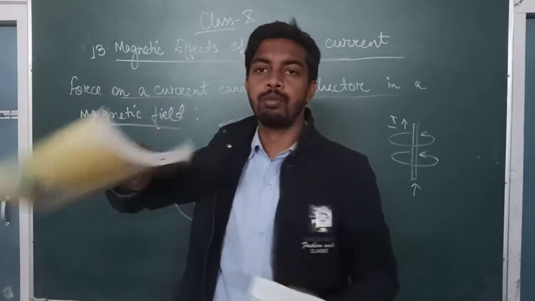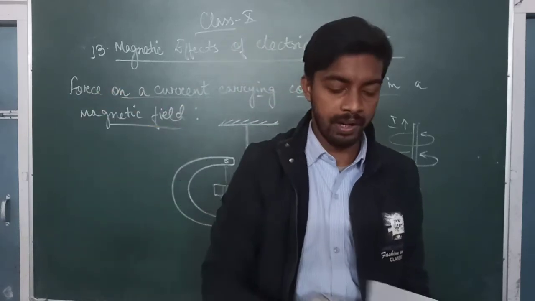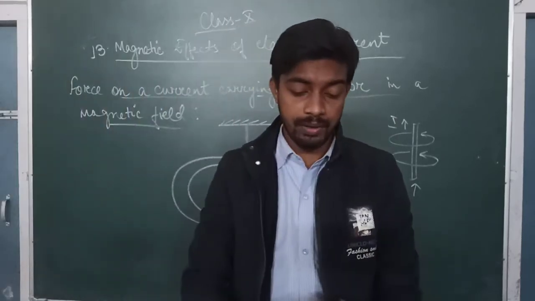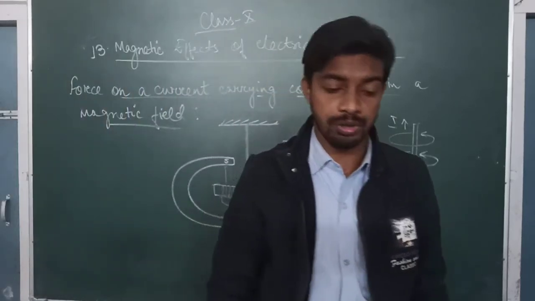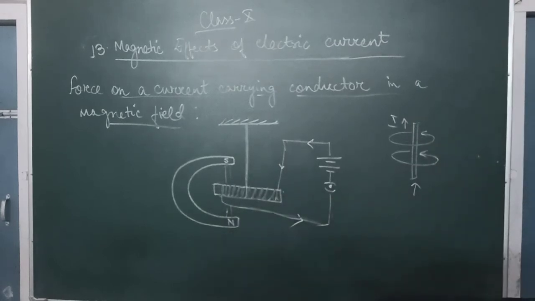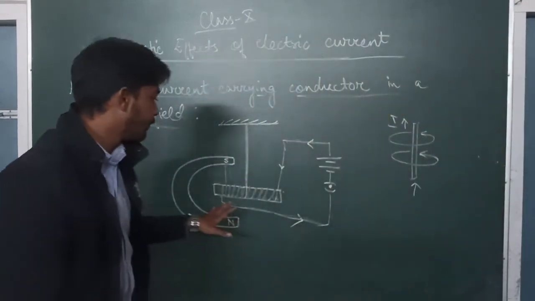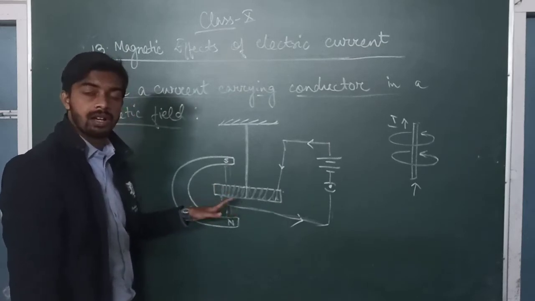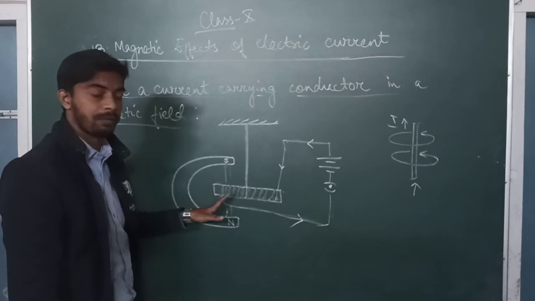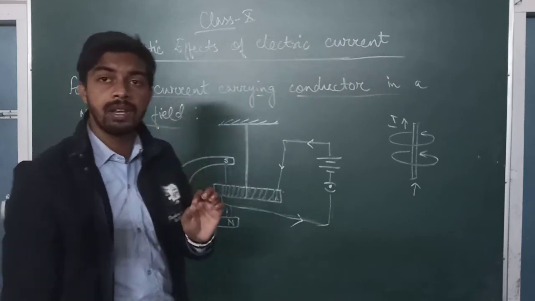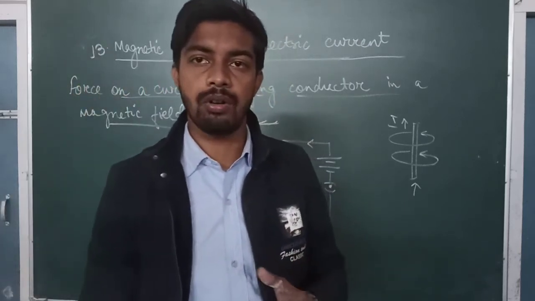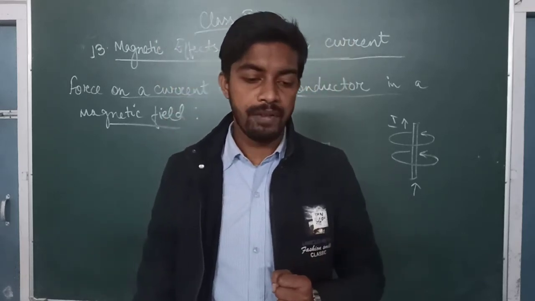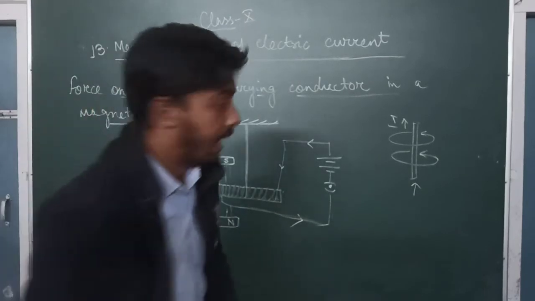It will basically move within the magnetic field produced by itself and the magnetic field of the permanent magnet that is used. So this movement shows that whenever a conductor having electric current passing through it is placed in a magnetic field, the conductor experiences a force which makes it move. Now this force is given by Fleming's left hand rule.